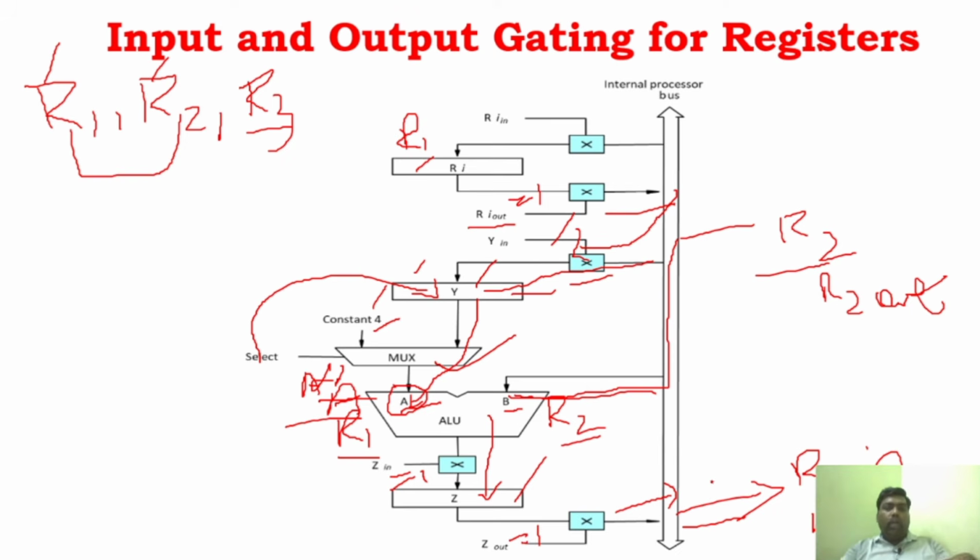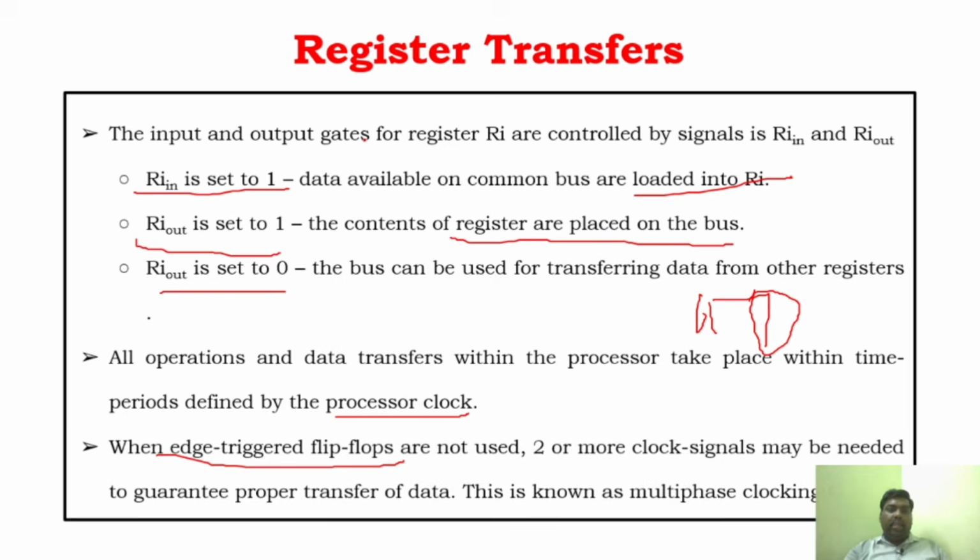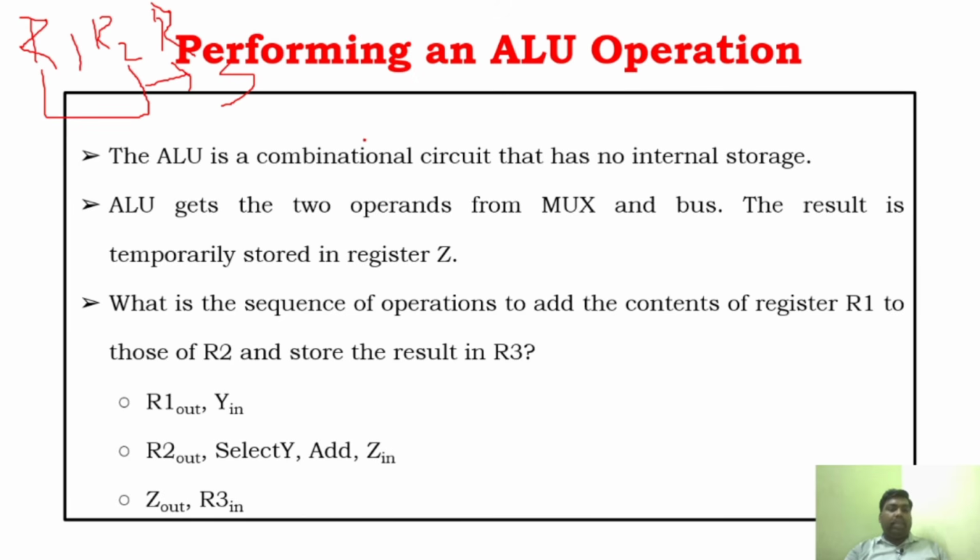From R1, it reaches Y, and then through the multiplexer, it reaches A. Similarly, parallelly, R2 reaches B. And then it performs the addition operation, and the temporary result is stored in Z. And from Z, it is sent to R3. That is what we need. So that is the ALU operation. This is a very simple ALU operation.